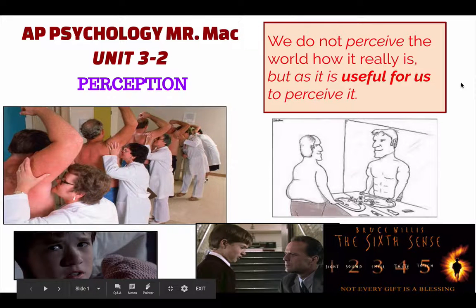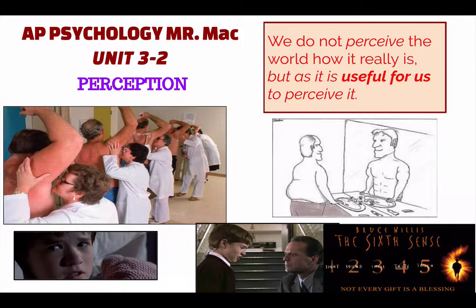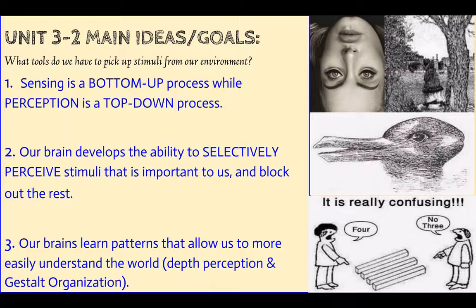Hey, this is a quick lecture video for Unit 3-2 covering perception. So we just covered sensation, which is our ability to pick up stimuli from the environment and turn it into something our brain can understand. So the next step, obviously, is what's the brain going to do with it? It's what we call perception.